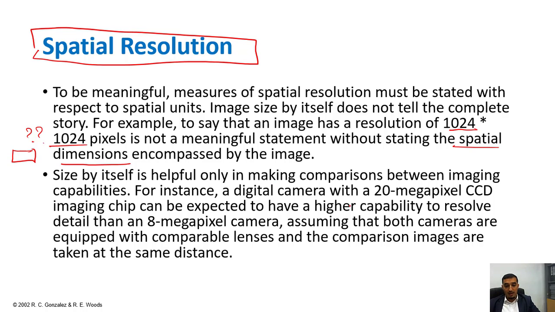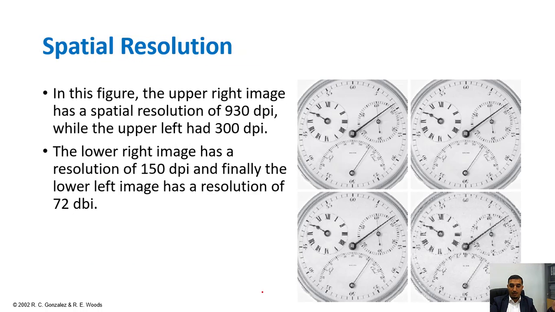On the other hand, if I say that I have a camera which is a 20 megapixel CCD and another camera which is 8 megapixels, assuming both cameras are equipped with compatible lenses and the images are taken from the same distance, then we can say that an image with 20 megapixels is better than an image with 8 megapixels. So you need to make sure that all the conditions are right, then you can compare these values.